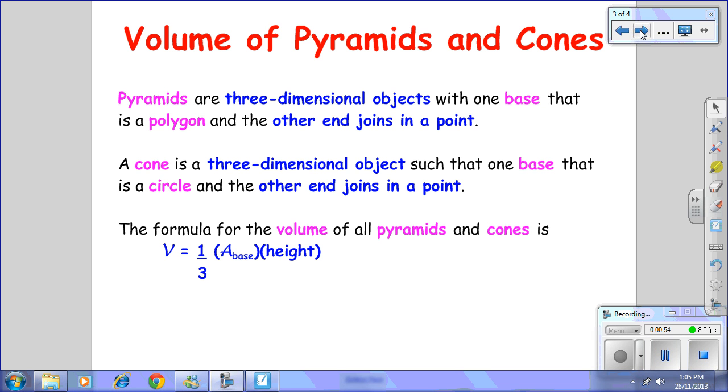Volumes of pyramids and cones are very similar to volumes of prisms and cylinders. We need to be aware of how they're different. Pyramids are three-dimensional objects with one polygon base, and the other end joins in a point. A cone is a three-dimensional object such that one base is a circle and the other end joins at a point. The formula for the volume of all pyramids and cones is 1/3 the area of the base multiplied by the height.